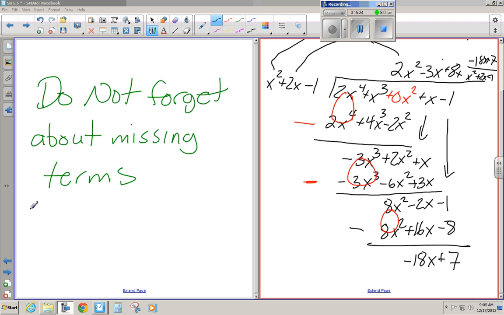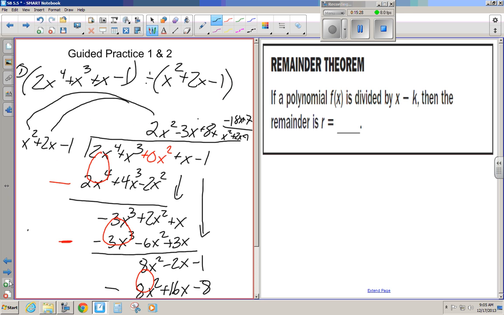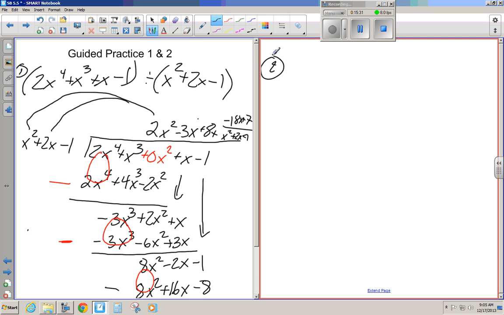You're going to want to rewatch that or try it on your own again to make sure you know what you're doing. But we're going to do number 2, guided practice number 2, which is x cubed minus x squared plus 4x minus 10. And you're going to divide that by x plus 2. So you pause the video and set up the problem like long division.